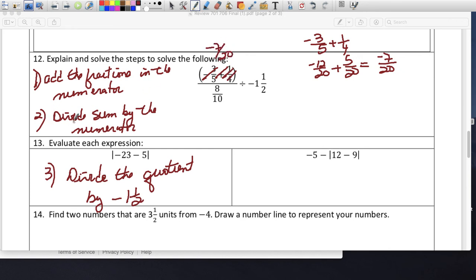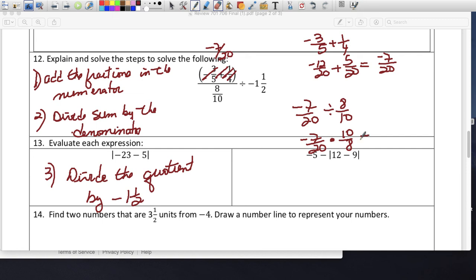Now I'm going to take, number 2 says, divide the sum, right? I just found the sum, the answer to an addition problem. Divide the sum by the, not numerator, and here's my mistake, oops. Divide the sum by the denominator. Okay, this should have said denominator. This number by 8 over 10. So negative 7 over 20, and then we're going to divide that by the denominator, which is 8 over 10. So keep, change the division to multiplication, and we're going to turn 10 over 8 upside down.